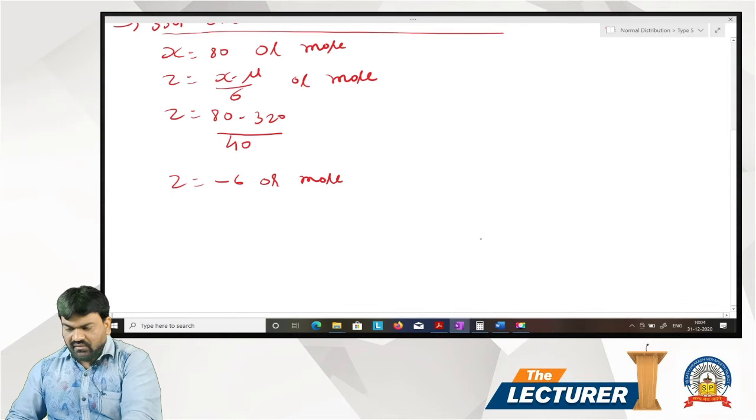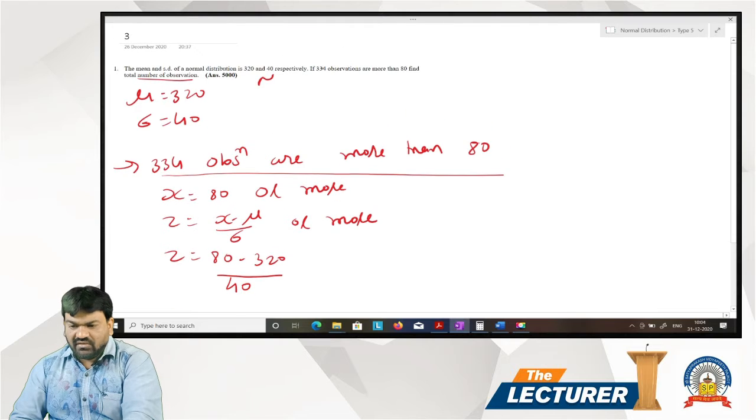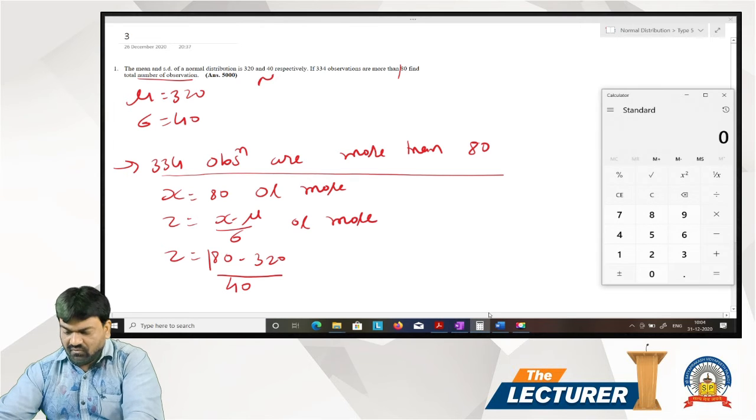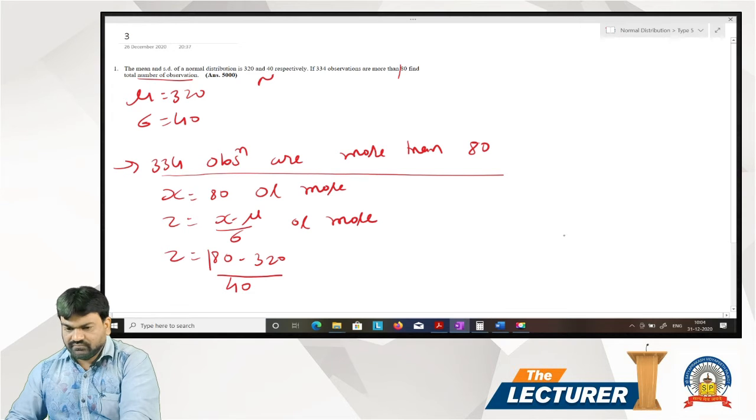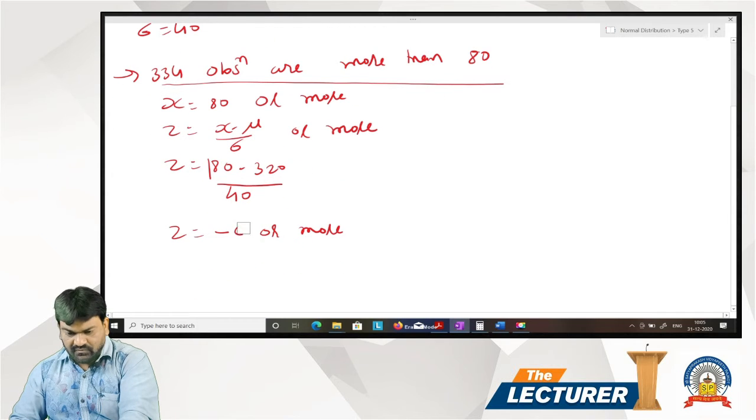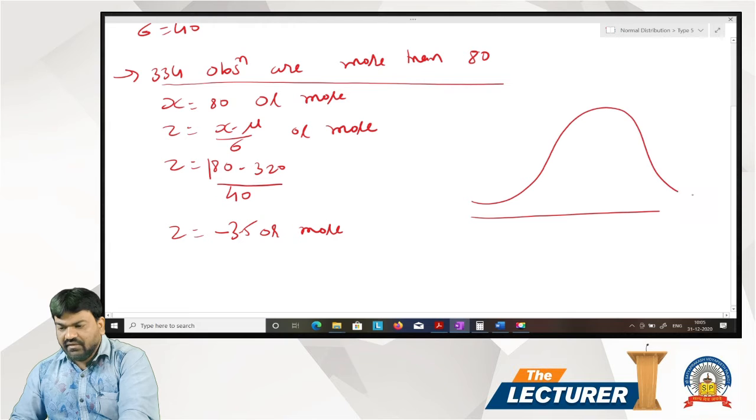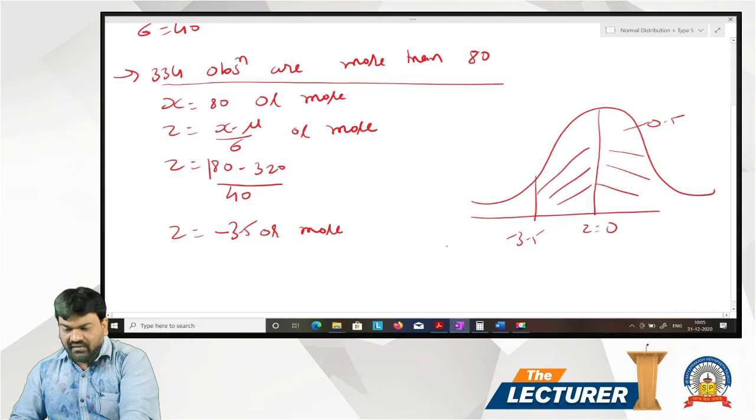Next, 334 observations are less than 180. So 180 minus 320 divided by 40 gives minus 3.5. Area under the normal curve: z is equal to 0. Minus 3.5 means left hand side, but they said more than, so all the right hand side. The total probability of the right hand side will be 0.5. So z from minus 3.5 to z equal to 0, plus 0.5.